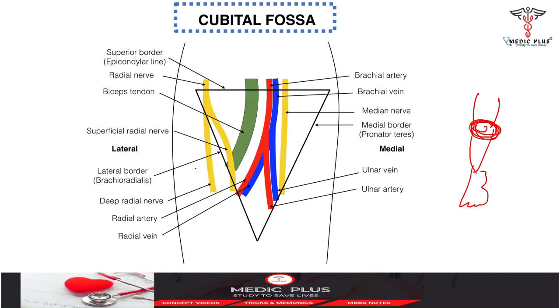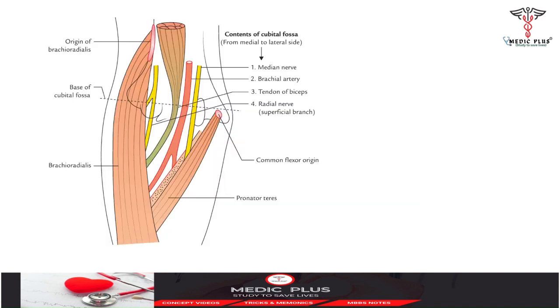So first of all, we are going to identify the boundaries. Basically, the cubital fossa is a triangular hollow-like space. It has a base which is directed upward, an apex which is directed downward, and it has a lateral border and a medial border. So this is the medial border and this is the lateral border.